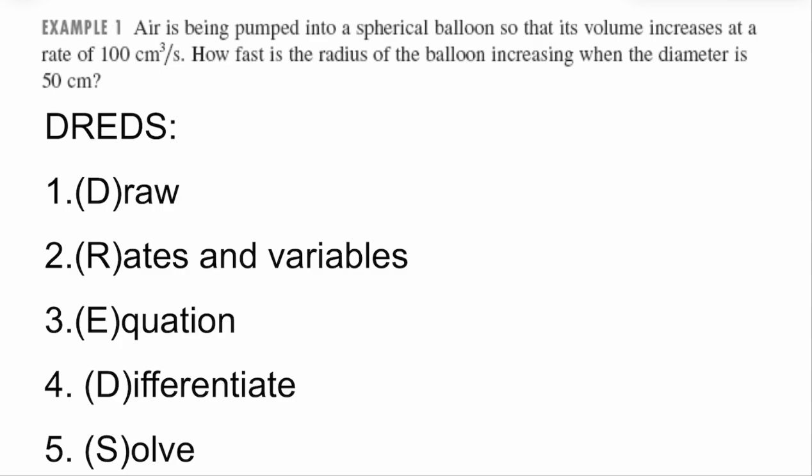You have to draw the picture. You have to find what the rates and variables are going to be. What is an equation that relates those things? Then you're going to differentiate. Then you're going to solve. So to do these problems, we have to do 5 things. We're going to draw the picture. We're going to do the rates and the variables. We are going to find an equation that fits. We're going to differentiate. Usually we have to use implicit differentiation, some y prime sort of thing, or something of that sort. And then we're going to solve.